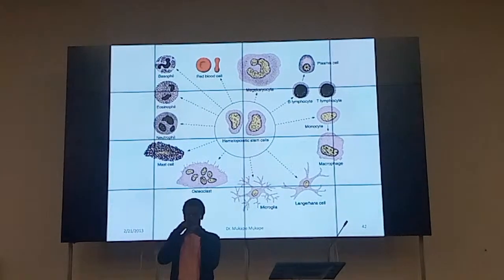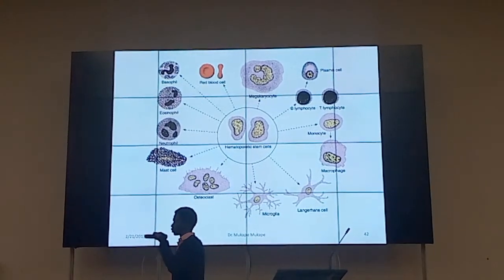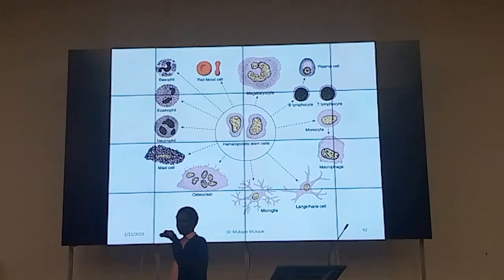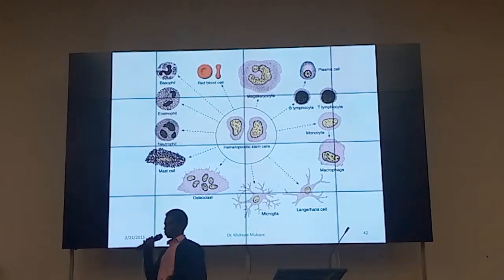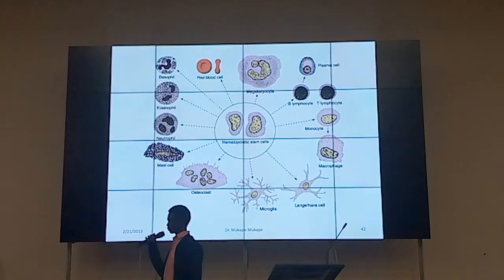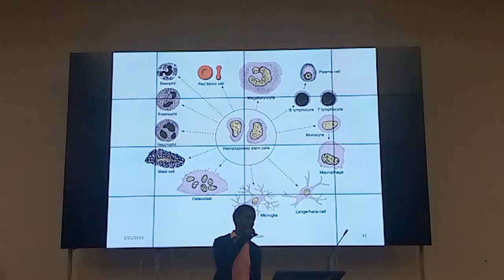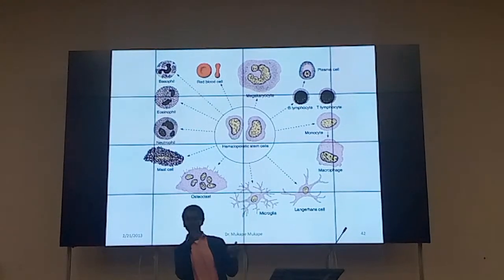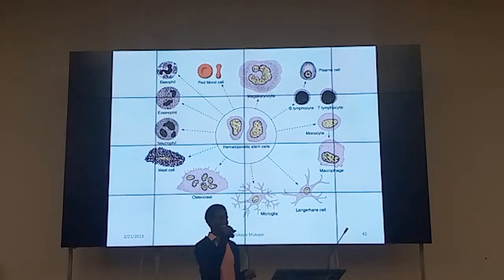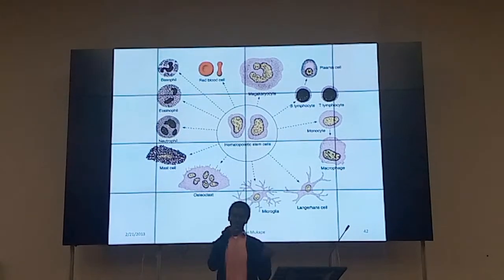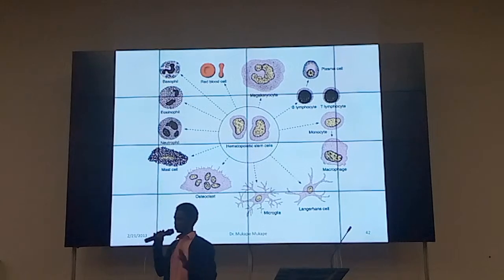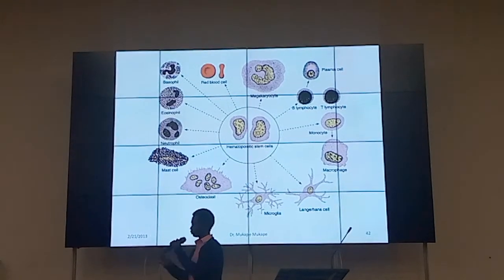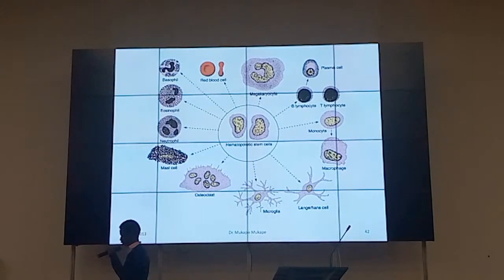What's the normal range for CD4 count? Yes, 500 to how much? 1,000. Okay, you're almost there. So 500 to 1,500. Somewhere within this is considered normal. Okay, so that's the normal count. Good. So we have done the agranulocytes.